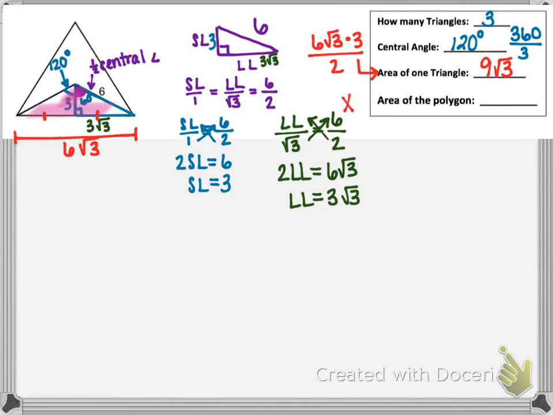And then we are going to multiply it by those 3 triangles that we have inside of the entire large polygon. And I'll end up with 27 square root 3 for the area of the whole polygon.